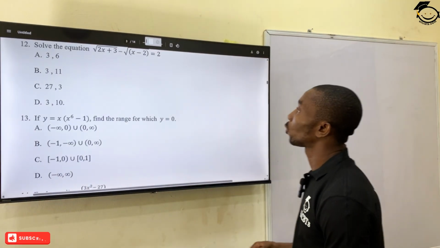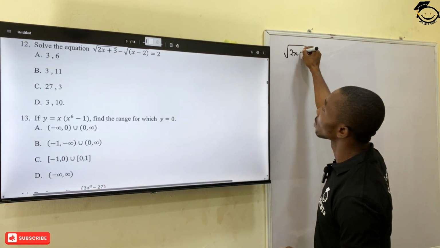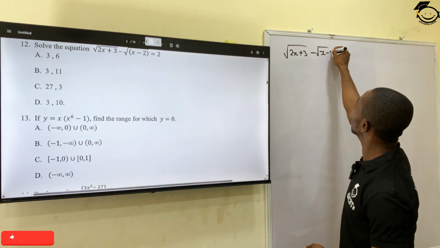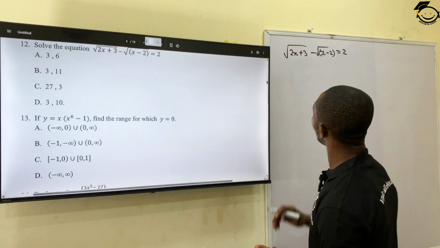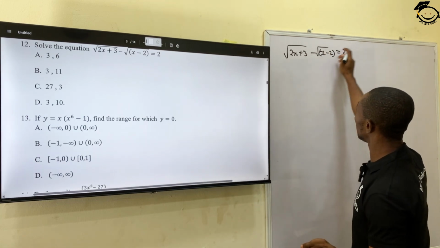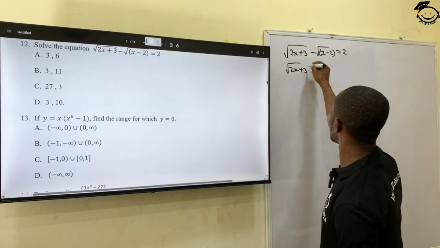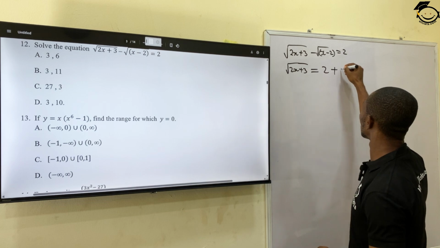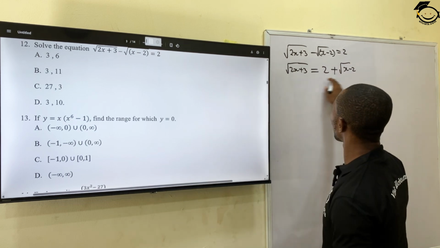Solve the equation root 2x plus 3 minus root x minus 2 equals 2. Now in solving this, we'll move this over to this. This becomes root 2x plus 3 equals 2 plus root x minus 2. Now we'll square both sides.